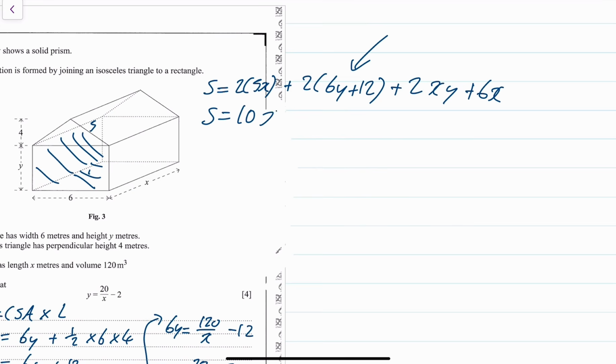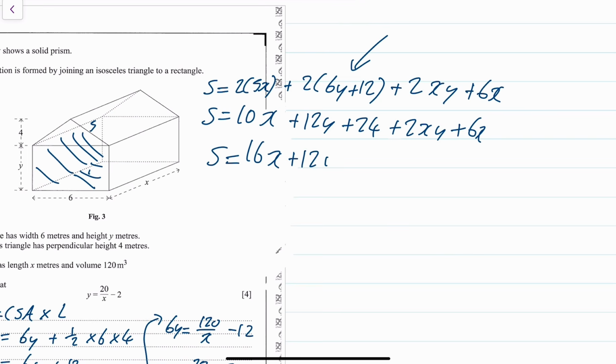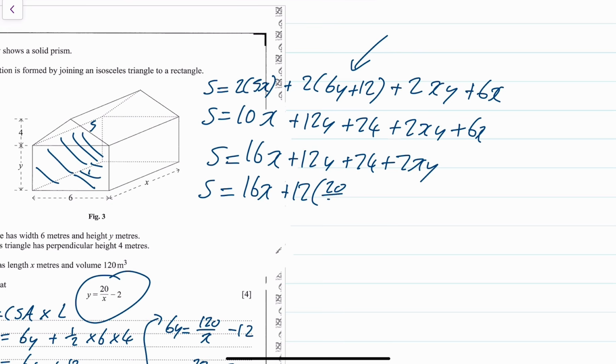So just doing it here so we can keep this all together. My S is going to be 10x plus 12y plus 24 plus 2xy plus 6x. Tidy up time, and if you tidy it up, you're going to get 16x plus 12y plus 24 plus 2xy. And then remember, we were given that y was equal to 20 over x minus 2. So that's going to be 16x plus 12 times 20 over x minus 2 plus 24 plus 2x times 20 over x minus 2. And then we'll multiply that out.